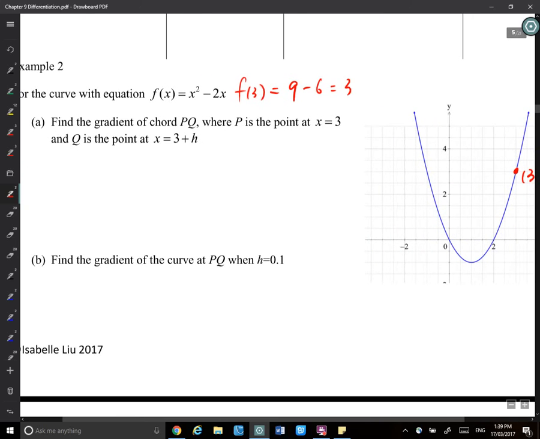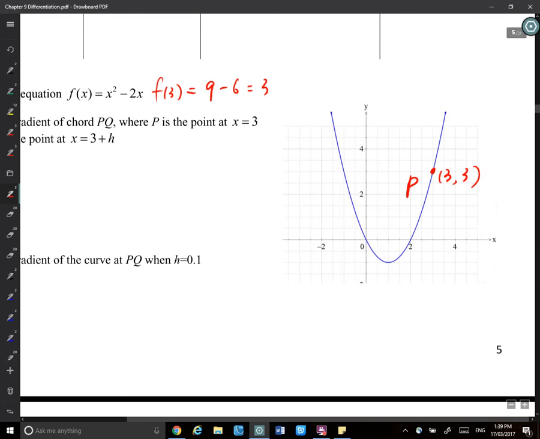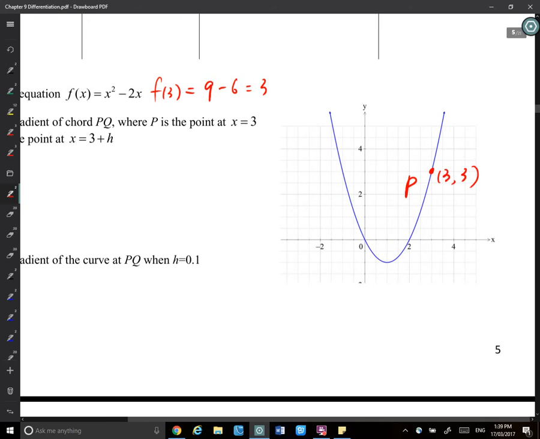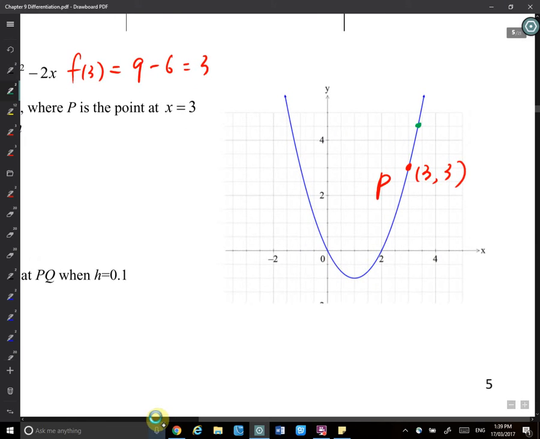And then you have another point. Q is a point at x equals 3 plus h. Let's suppose this Q is here. You don't know where Q is, it depends on the h value. So let's say that's Q. You have the x value 3 plus h, then the y value must be f of 3 plus h. That's the coordinates for Q.